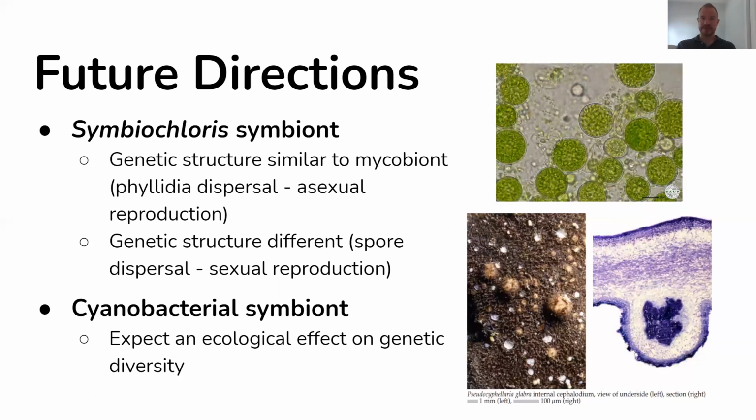cyanobacterial symbiont of glabra, which occur in cephalodia on the undersurface. We might expect to see an ecological effect on genetic diversity there. These are in the works. Right now we're waiting on a Symbiochlorus culture to grow up, large enough so we can sequence it. So stay tuned for that in the future.